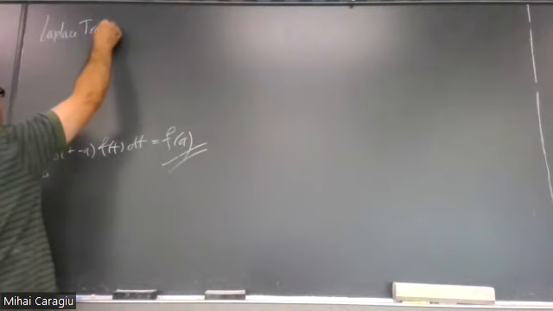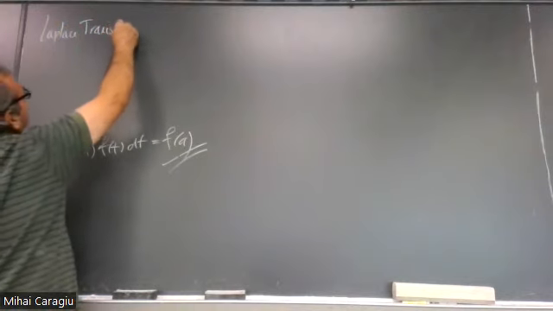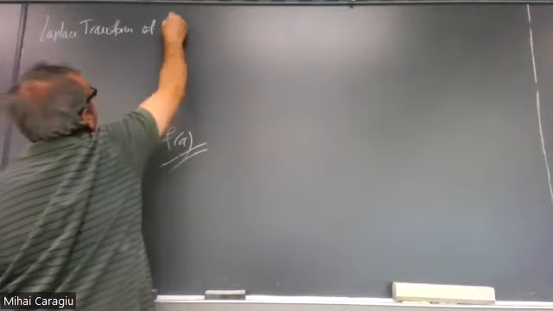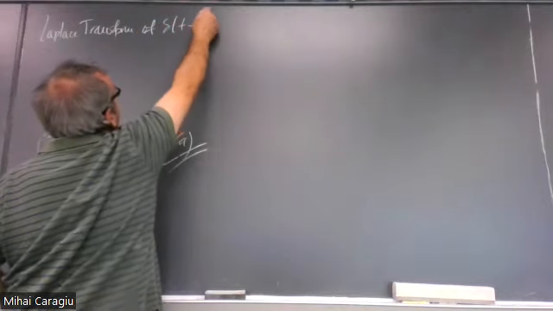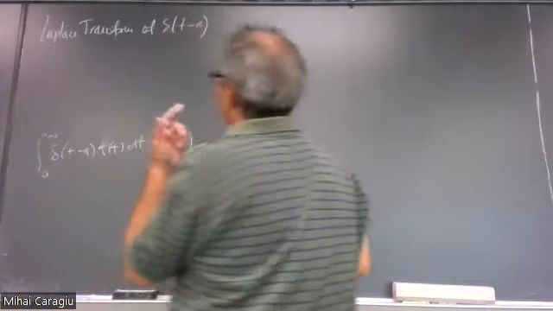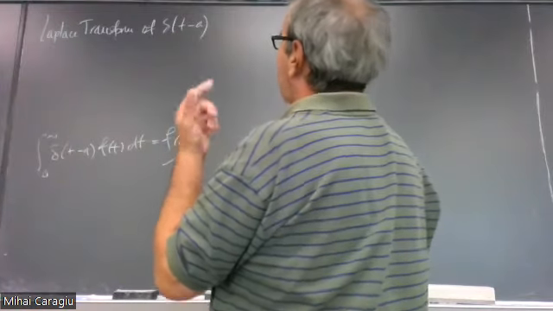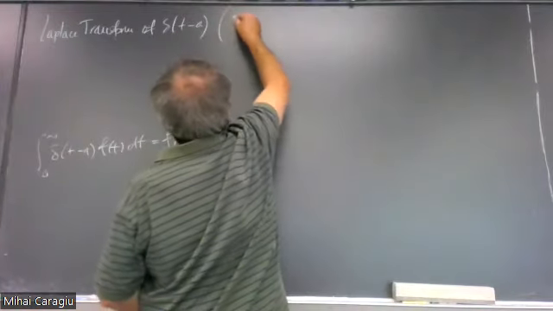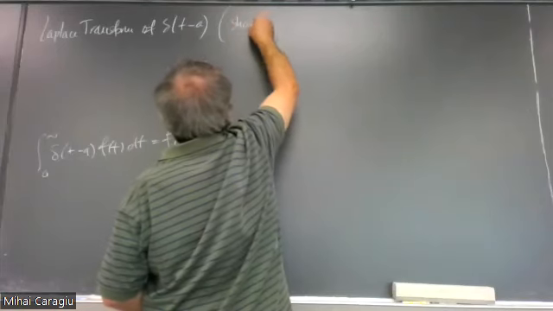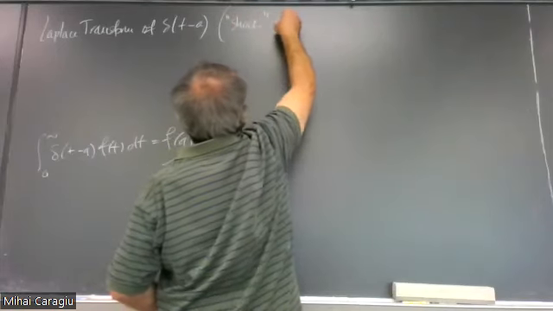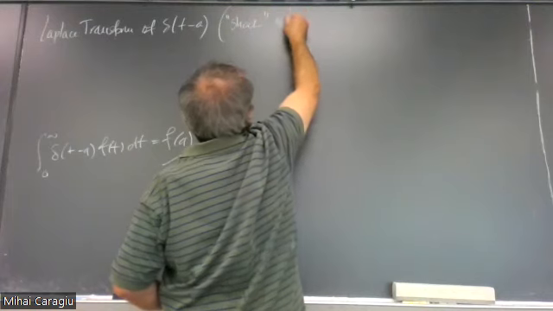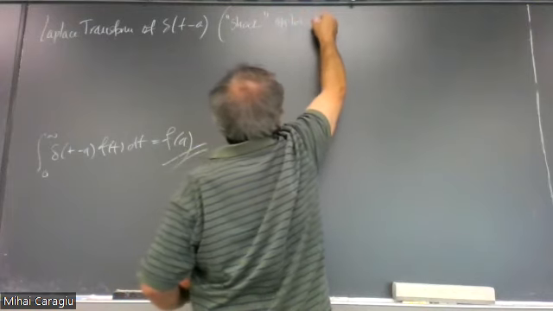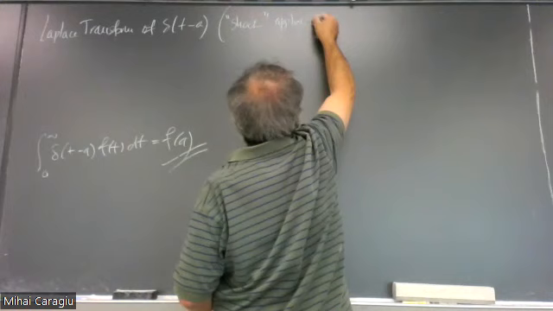Laplace transform of delta of t minus a. Delta of t minus a is a shock. It is applied to the system when t equals a. That's the intuitive meaning. Shock applied at t equals a.